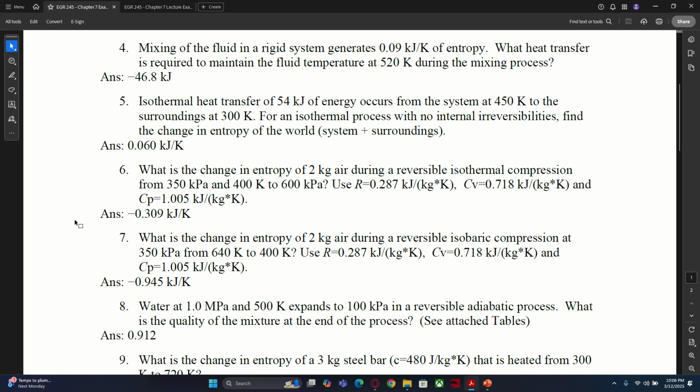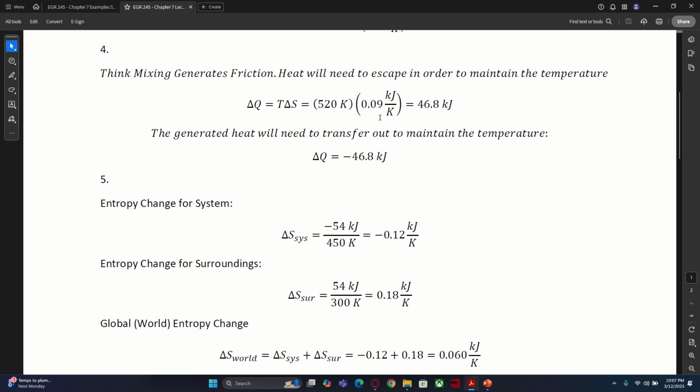Now, question 5 says the isothermal heat transfer of 54 kilojoules of energy occurs from the system at 450 Kelvin to the surroundings at 300 Kelvin. For an isothermal process with no internal irreversibilities, find the change in entropy of the world, that is, the system plus the surroundings. This is going to involve a few separate steps.